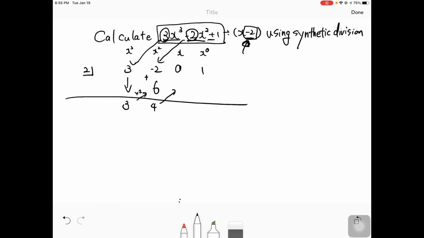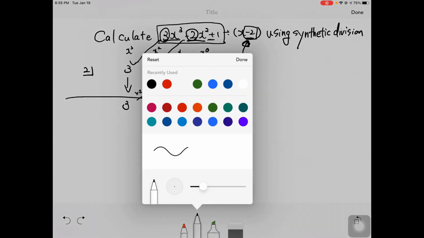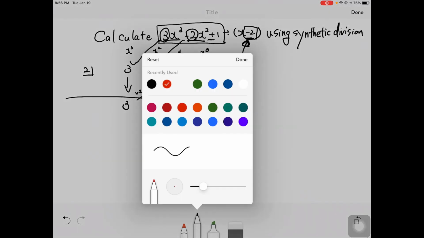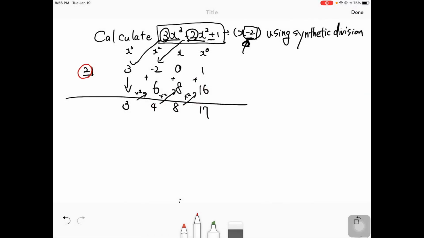Then next you multiply 4 by 2, by this number. 8. Then you add again, 0 plus 8 is 8. And you multiply 8 by 2, which is 16. Then you add again, 17. Got it? So this number and these correspond. Okay, now it's done.